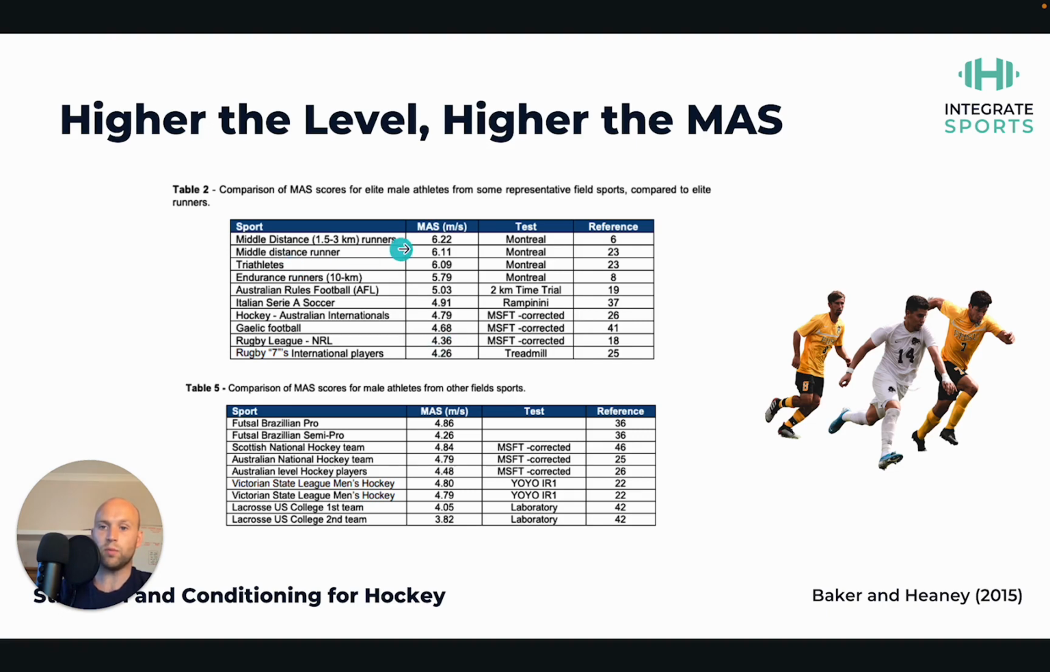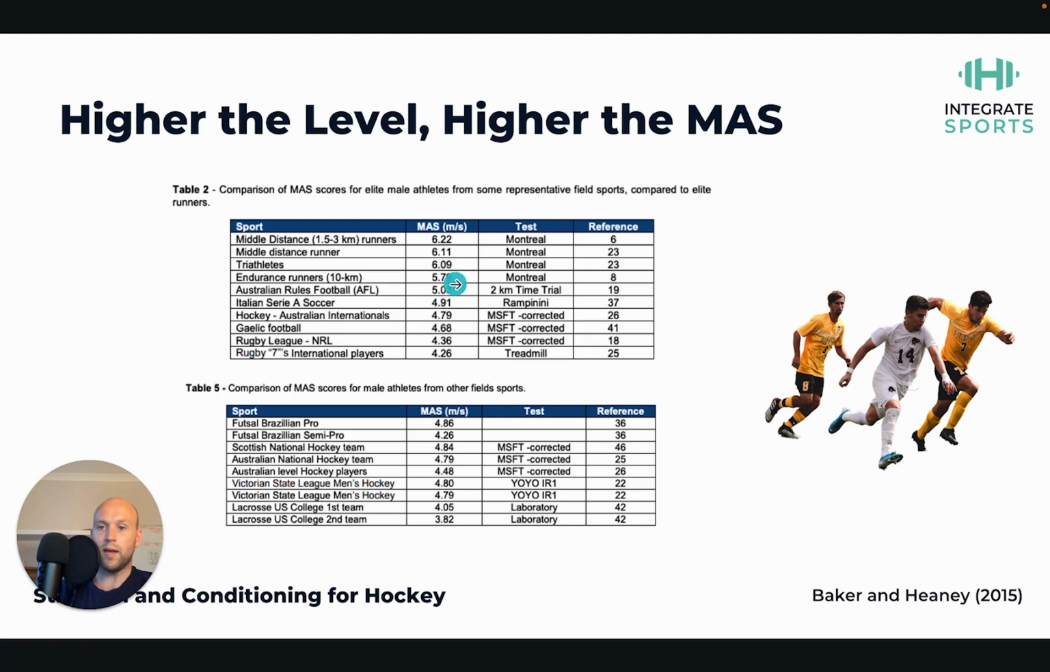So what they did was look at different scores of different sports and then rank them to see where sports sat. Overall, the trend was the higher the playing level, the higher the MAS score required. In middle distance runners, scores of 6.2, which is world class, were achieved, and that makes sense because that is their sport, that's the domain they operate in, and they are excellent at exactly that, running at these sorts of speeds.